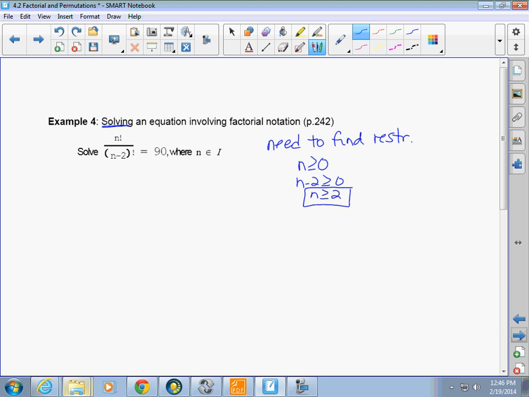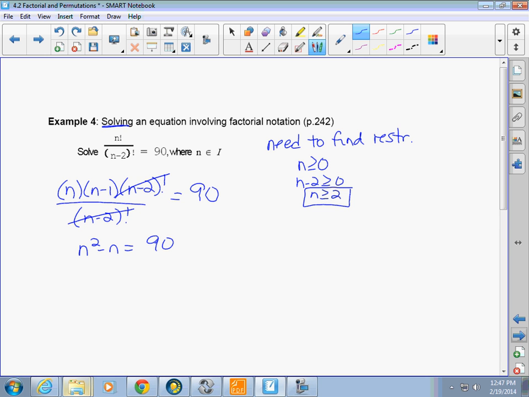That works. So now what we need to do is some expanding here. On the top I have n factorial, so that's the same as n times n minus 1 times n minus 2 factorial. Now I've got the exact same thing in the numerator as the denominator. So I have n times n minus 1 times n minus 2 factorial all over n minus 2 factorial, and that is equal to 90. So this and this can cancel, and I'm left with n times n minus 1, so that's n squared minus n is equal to 90.